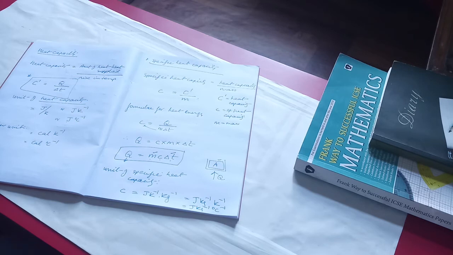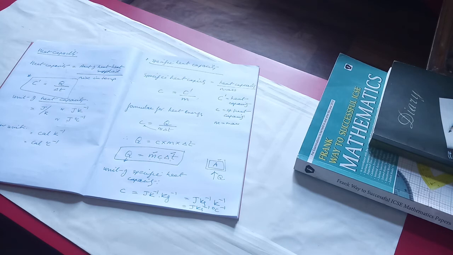Now in the textbook, if you turn to page number 263, there is a table which gives the differences between heat and temperature. There are 6 differences; you have to write down any 3. Then on page number 264 there are the differences between heat capacity and specific heat capacity. From there also you have to find 3 differences.